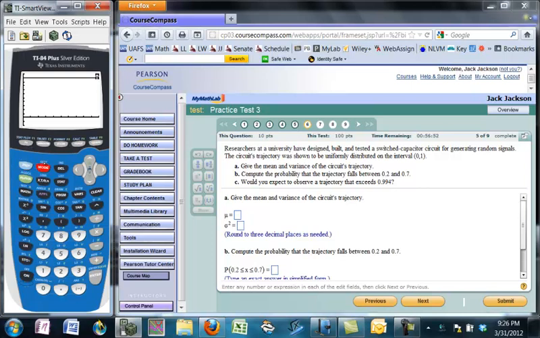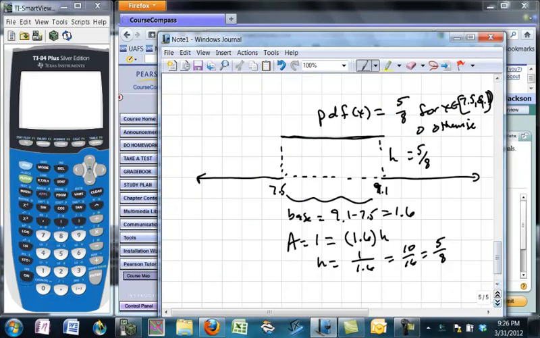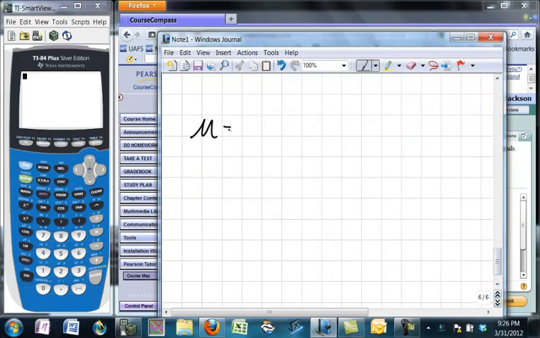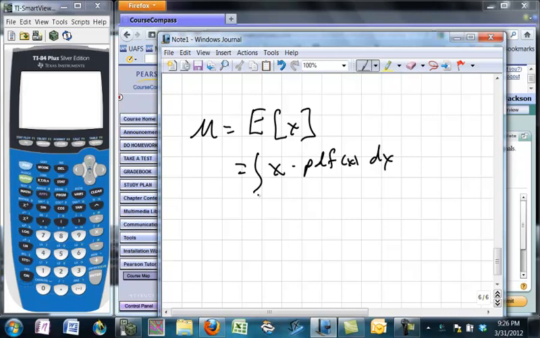Mean and variance. Well, one way we can find the mean, again, is the expected value of x. So the mean is the expected value of x, and that is we take the x times the probability function of x and integrate over all x's. So in ours, that's going from 0 to 1, x times 1 dx.